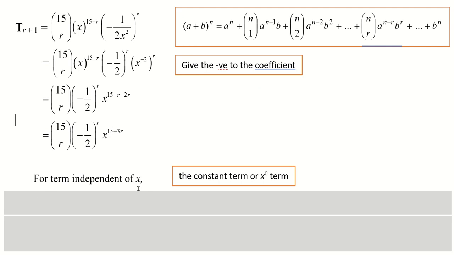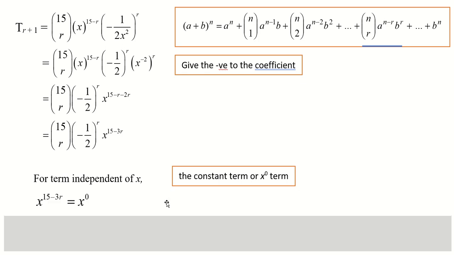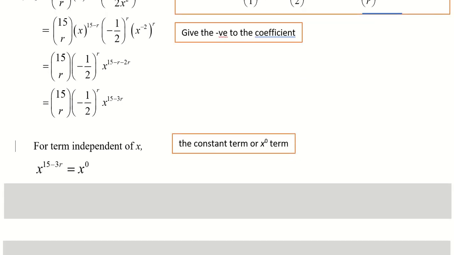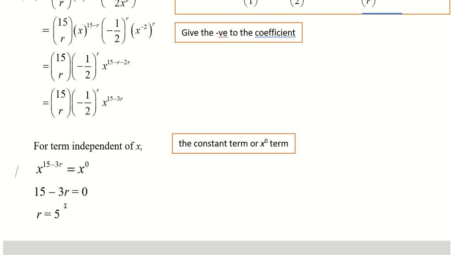So for the term independent of x, it actually means the constant term or the x power 0 term. So x power 0 term is actually where 15 minus 3r equals 0. You want to know what is the r that will give you x power 0, which is the constant term or the term independent of x. So x power 15 minus 3r is equal to x power 0. What is the r? So when the base is the same, the powers by comparison will be equal. You can find that r equals 5. So when r equals 5, it will give you the term independent of x.